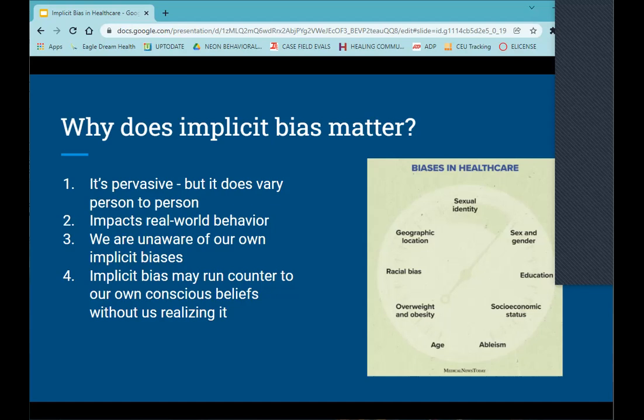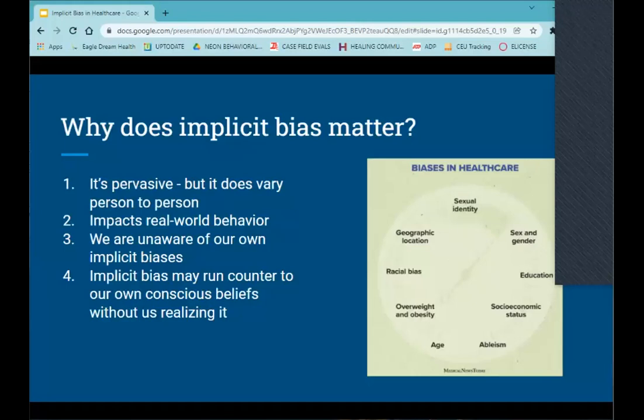We know that implicit bias impacts real world behavior. So even though you don't know that it's occurring, that it's happening kind of automatically and outside your awareness, it does impact the way that we behave and the way that we make choices and decisions and the way that we treat people. So it matters. And like we said, you're unaware of it. There's different ways that we're able to test implicit bias that I don't want to get too into, but a lot of people don't think they have implicit bias when they do. That's very, very normal.